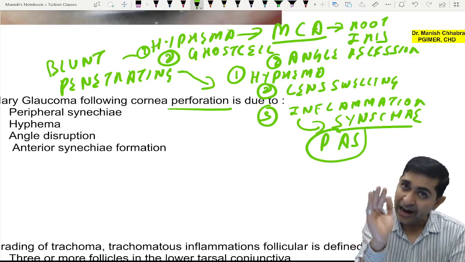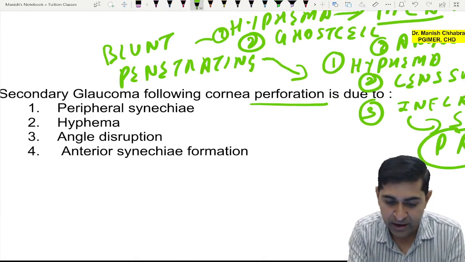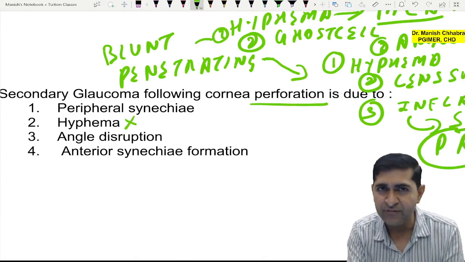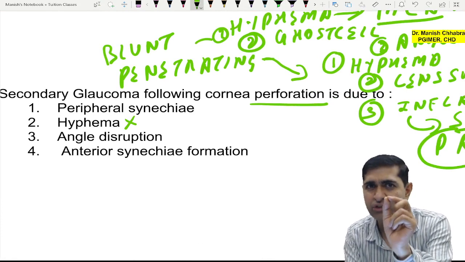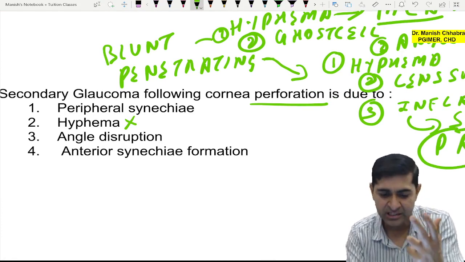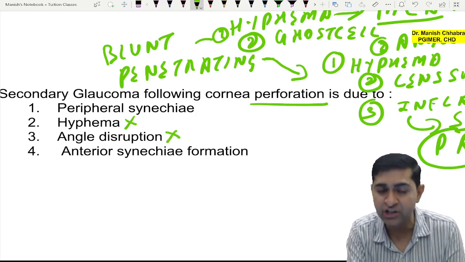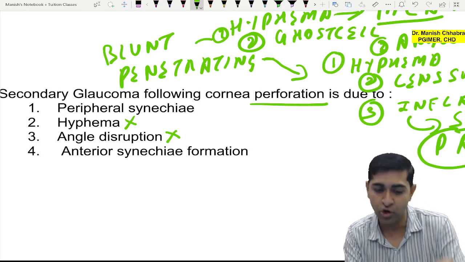Okay, now after this, getting back to the options that we have. So hyphema, I told you hyphema will only happen when this foreign body hits a point where there is a blood vessel. There are less chances, so hyphema is eliminated. Angle disruption, angle recession, no, it is seen in blunt trauma.